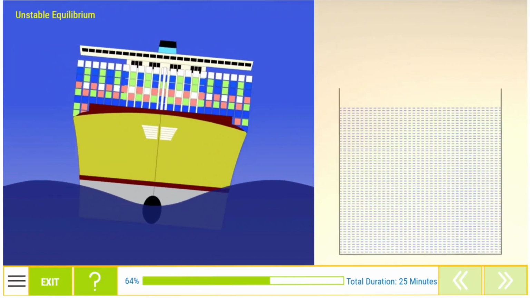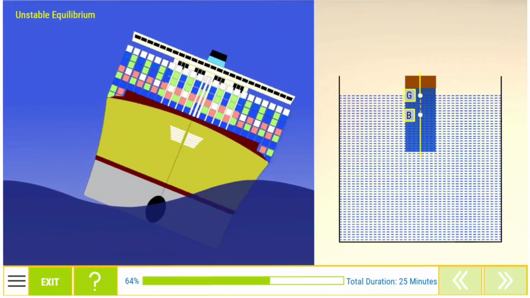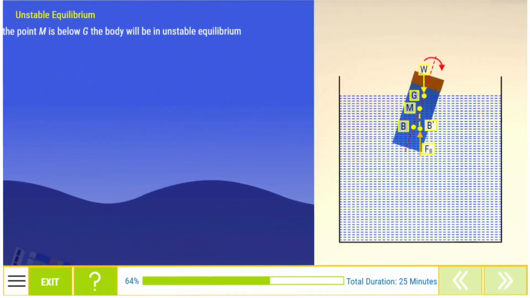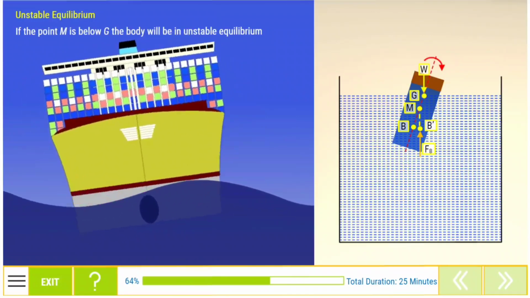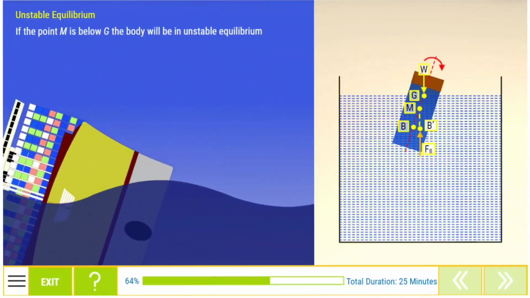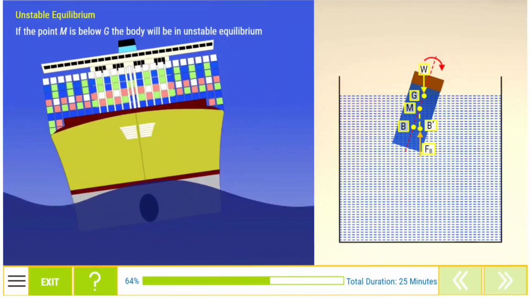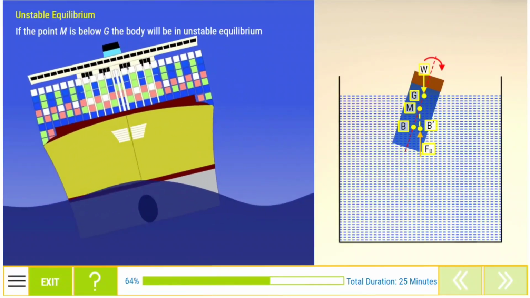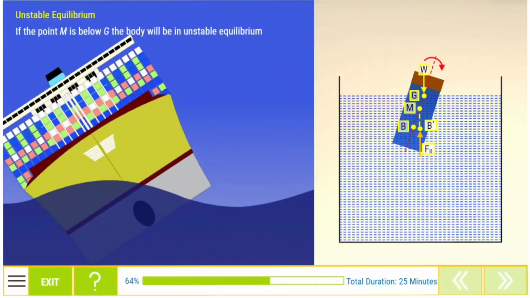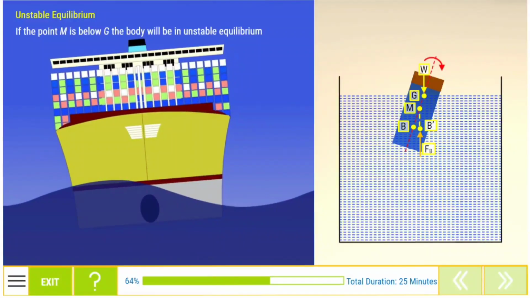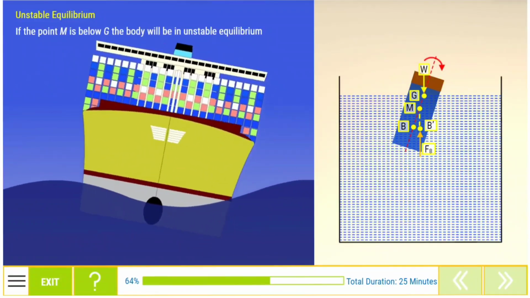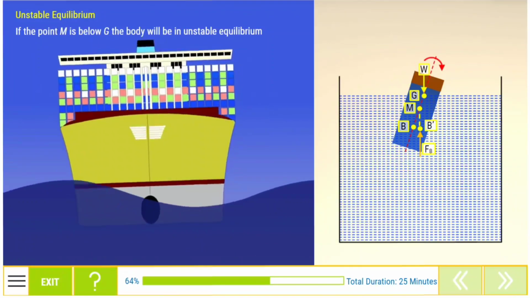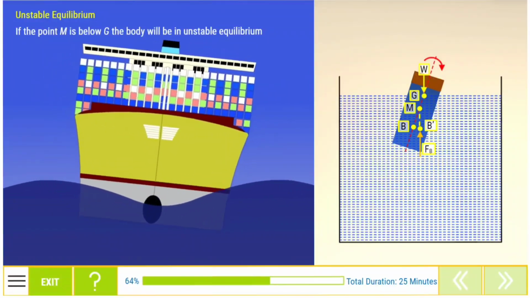Unstable equilibrium. Let's learn about the unstable equilibrium state. If the point M is below G, the floating body will be in unstable equilibrium as shown in the image. The disturbing couple is acting in the clockwise direction. The couple due to the buoyant force Fb and W is also acting in the clockwise direction, thereby overturning the floating body.